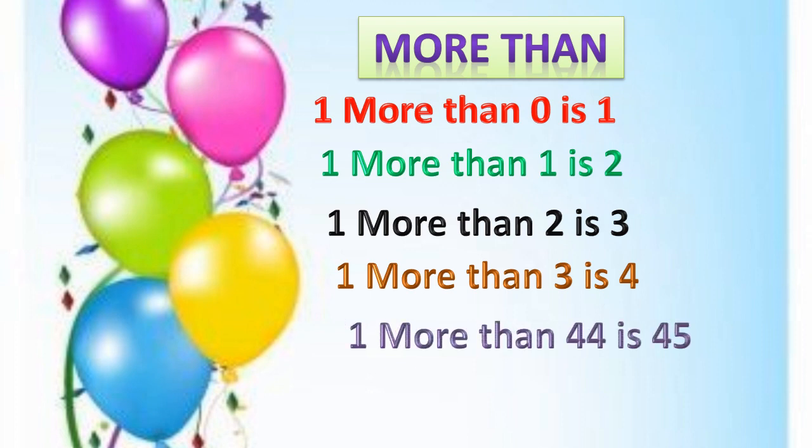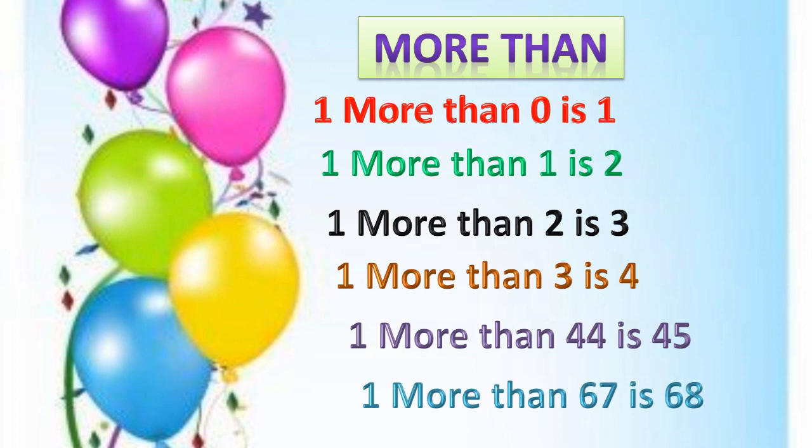The next is 1 more than 44 is 45, which means 44 plus 1 equals 45. The next one, 1 more than 67 is 68, which means 67 plus 1 equals 68.